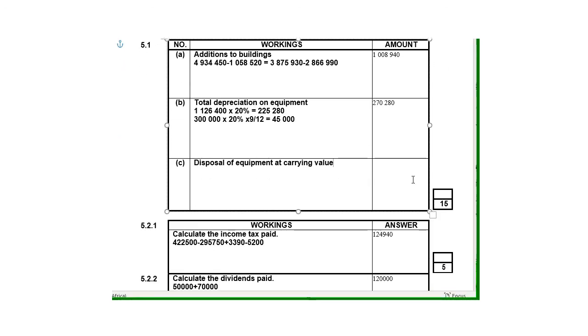Good, so we're going to move on to number C in part 2.